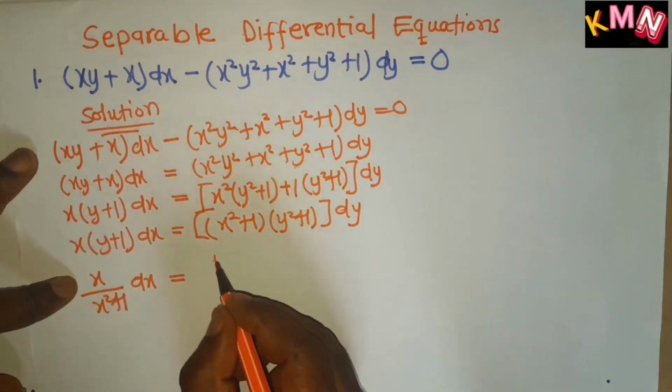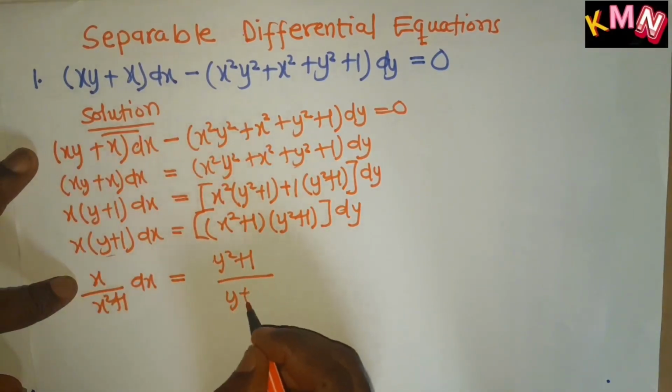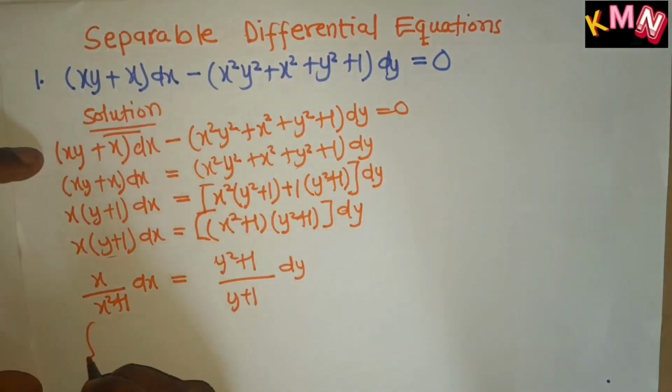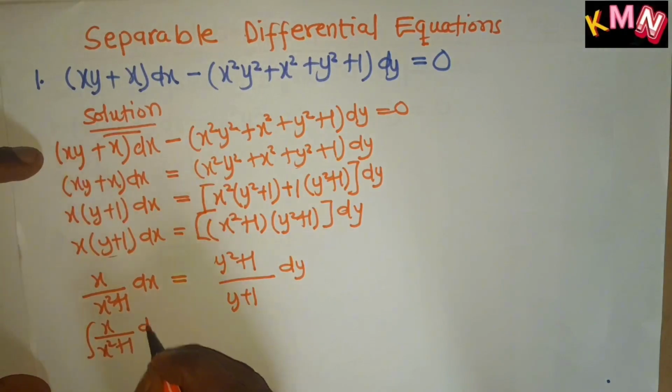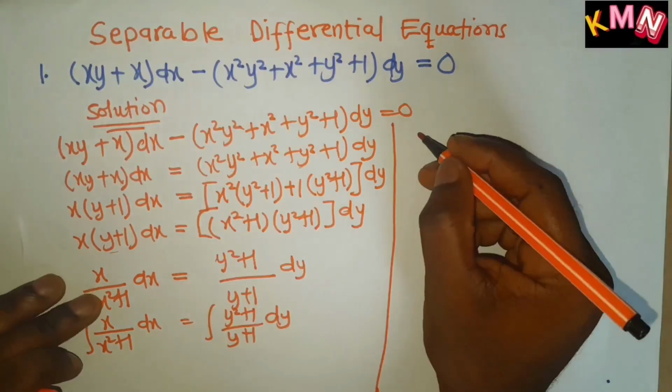Now over here we have y squared plus 1, divide by that, we're going to get y plus 1 and also dy. So integrating, we're going to get the integral of x on x squared plus 1 dx equals the integral of y squared plus 1 on y plus 1 dy.